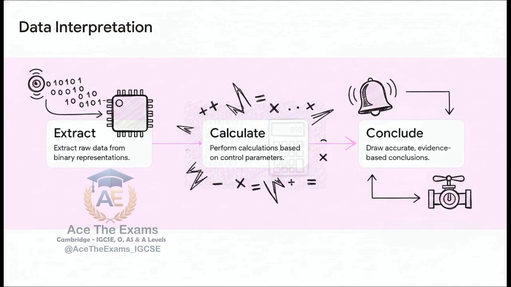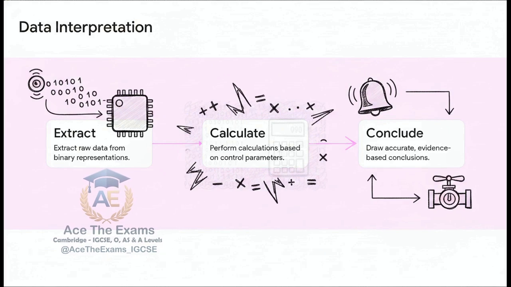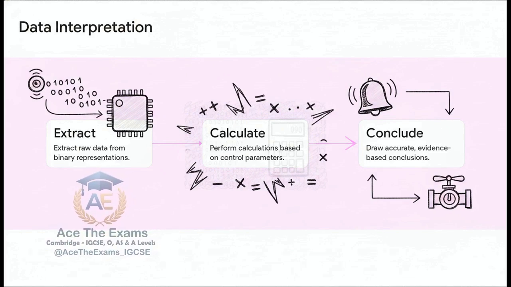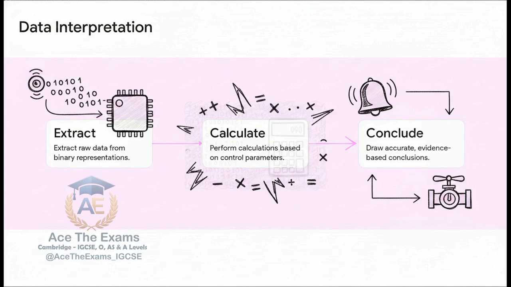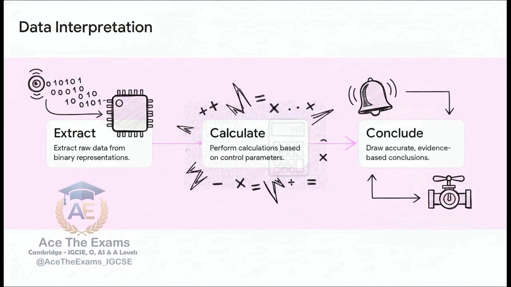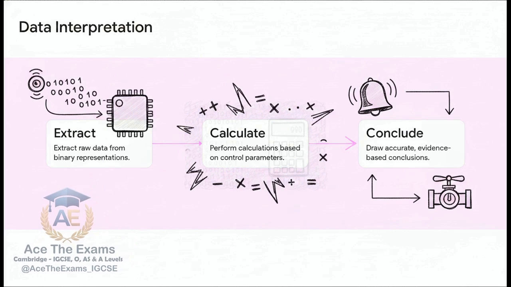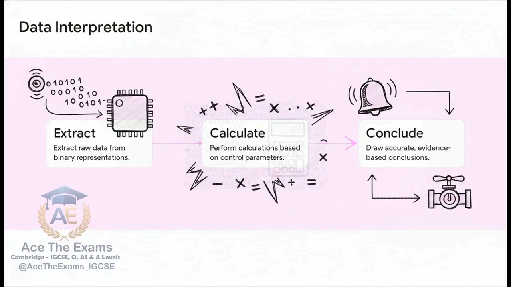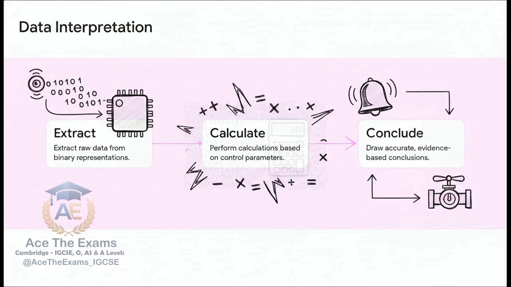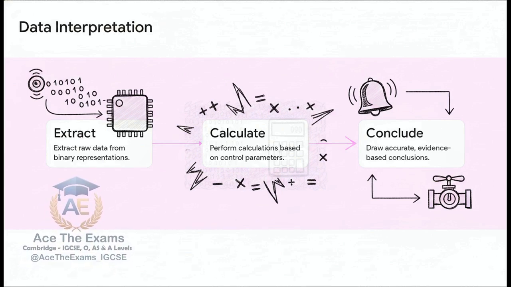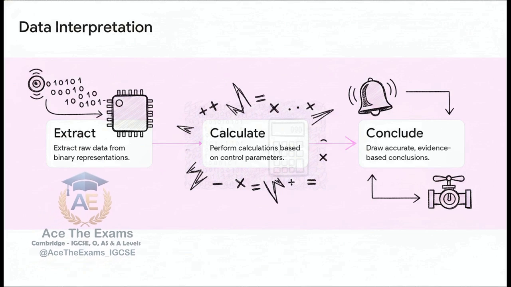Step 1, extract from binary representations. Often, a sensor's analog data is converted to digital and fed into a microprocessor in a binary format, right? You have to extract and interpret that raw data accurately. Step 2, perform the calculations based on the control parameters given in the question. And Step 3, draw evidence-based conclusions. Based on your math, does the actuator need to open a pressure valve? Does it need to sound an alarm?